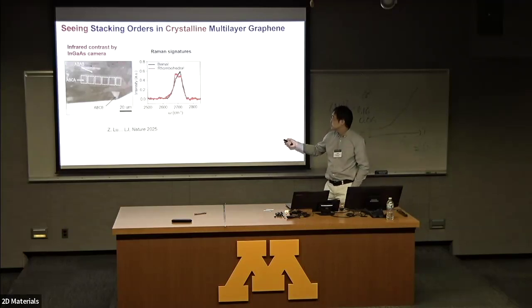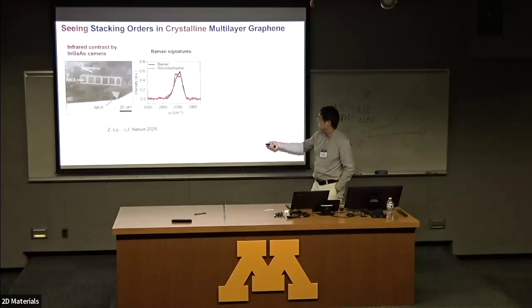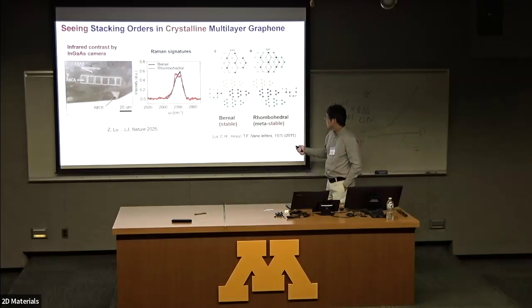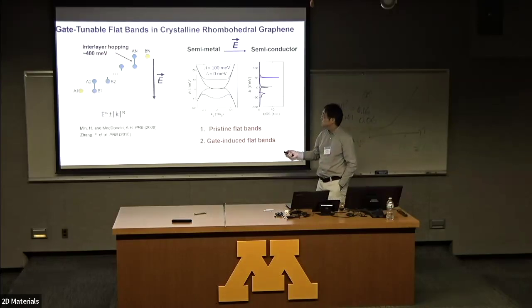This is targeting a specific phonon mode, and as you can see, there's a small difference between rhombohedral and Bernal stacking, but that's very reliable. So you can use this to double check the contrast you got here and identify where is rhombohedral or where is Bernal stacking. Rhombohedral is very interesting in two senses.